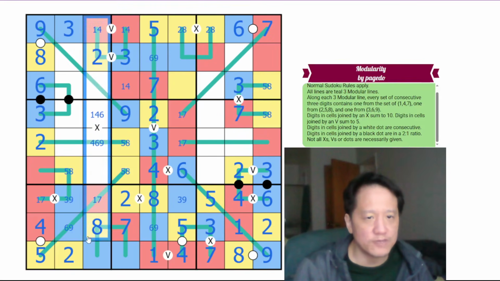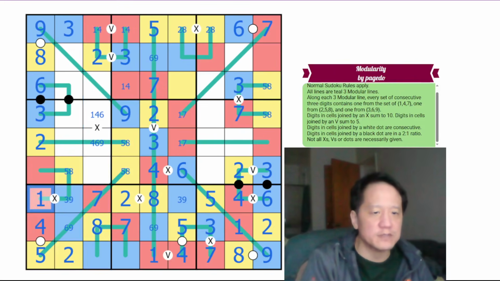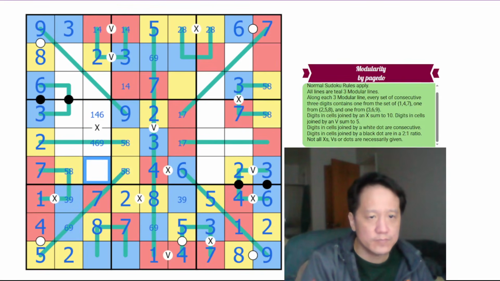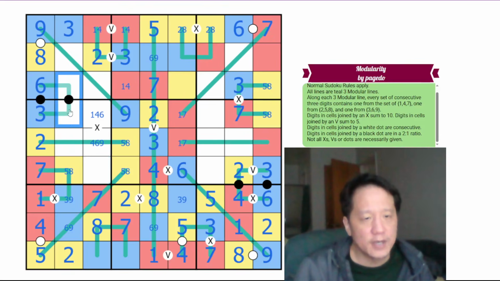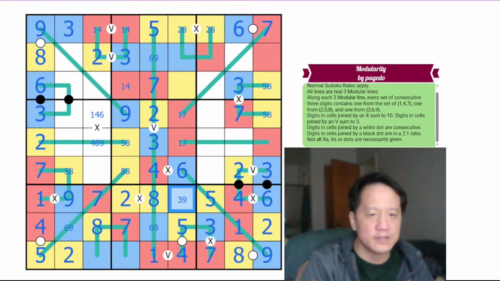That eliminates 1 and 4 in the rest of the column, so this can't be 1. This is 7, which makes this 1, which makes this 7. This cannot be 3 in a 1 to 2 ratio. This 3 actually eliminates 3 here, so this is 1 and 9. Okay, so that's already done. This is 7 and 3. This can't be 3 or 6, so this is 9.